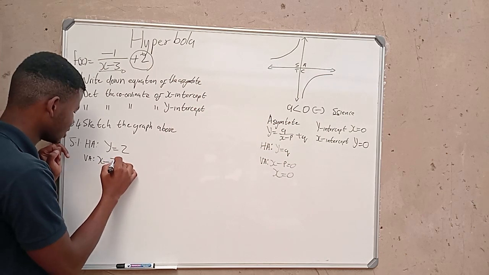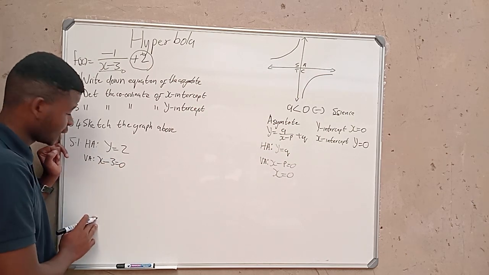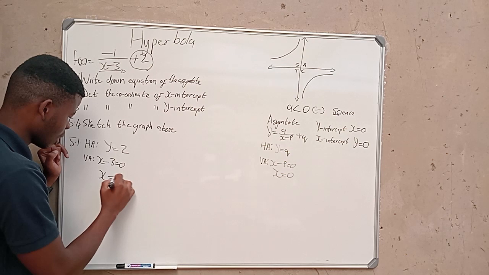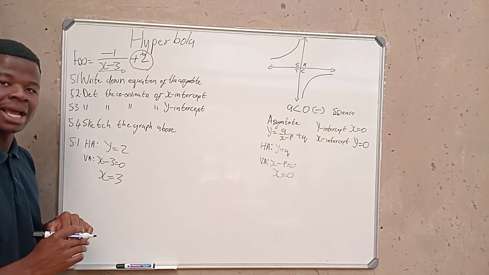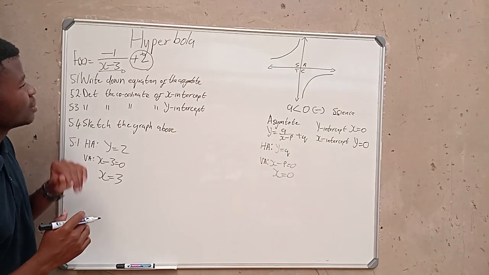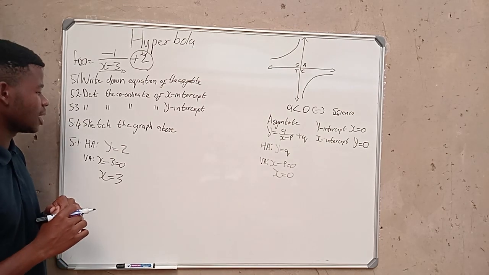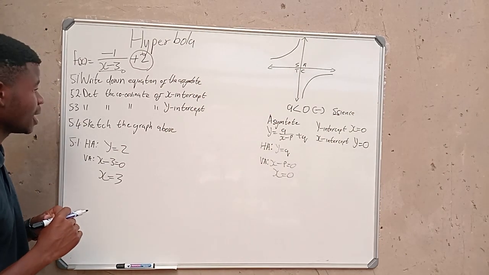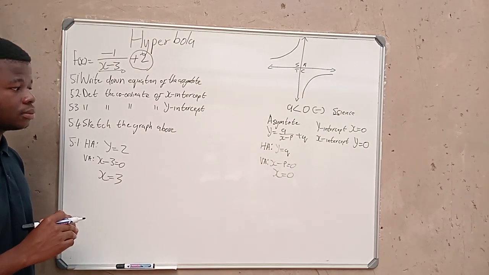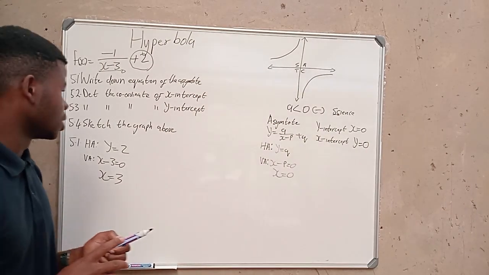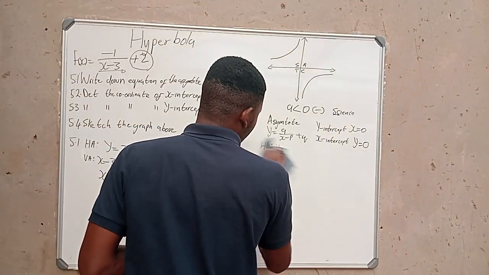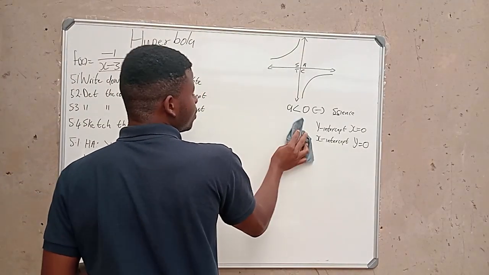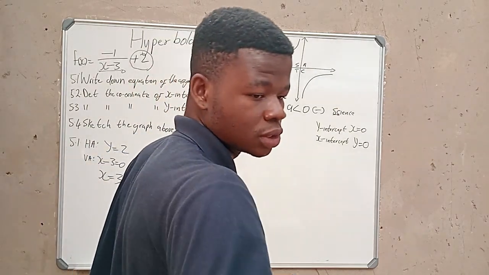X minus 3 is equal to 0. X is equal to 3. So when it comes to the asymptotes, I hope it's not a big trouble for you guys. Okay, so now we are done with the asymptote.